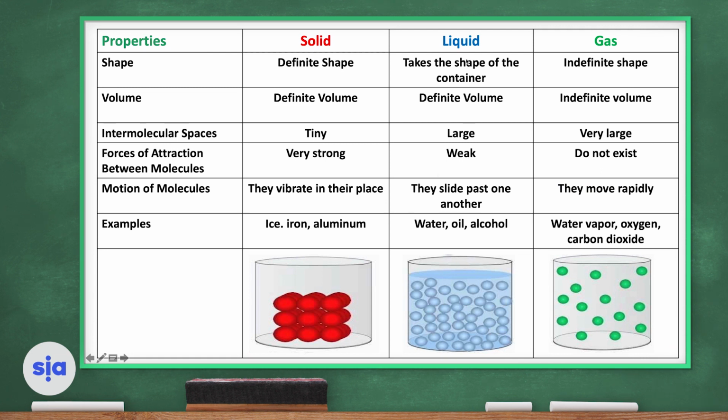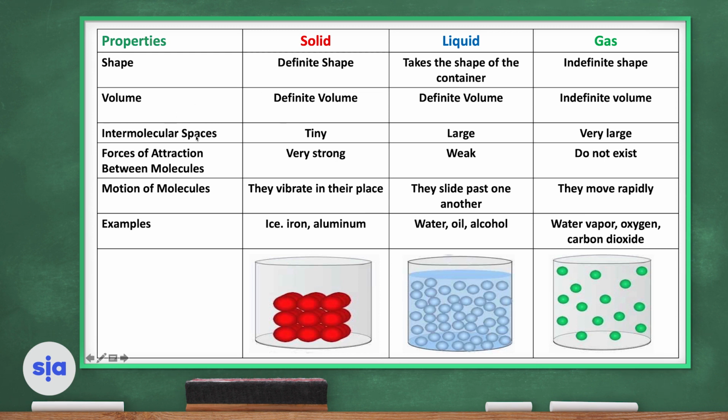What about the liquid? If we put some water in a cup, the water will take the shape of the container and it will have a definite volume. So liquids have definite volume and they take the shape of the container. What about gas? If you watch the wind or the air moving leaves of the trees, gas has indefinite shape and indefinite volume.